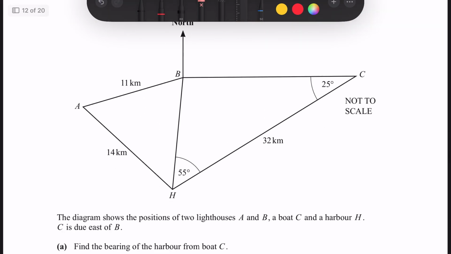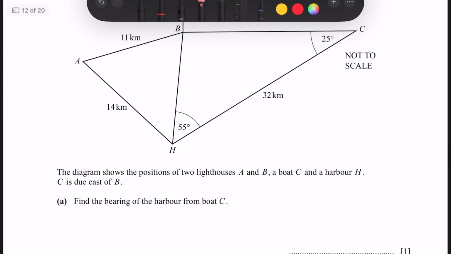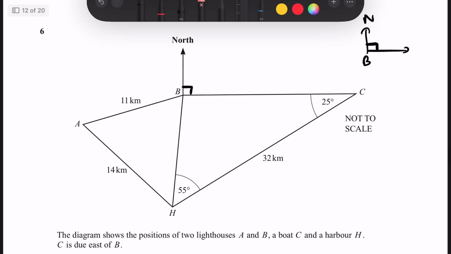There we go. Now 6 says that the diagram shows the positions of two lighthouses A and B, and a harbor H. C is due east of B. Due east means that C and B are at 90-degree angles. So if I just draw a line like this, if this is north, this is B, and this is C, they meet at 90-degree angles, which means that the bearing of C from B is exactly 090 degrees.